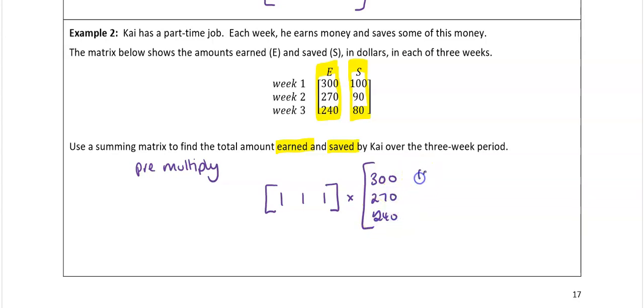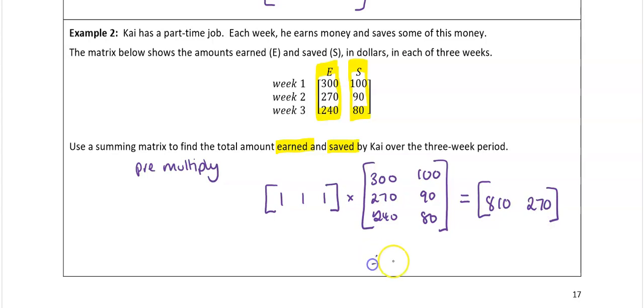And just filling in that matrix. And then when I do this calculation, 1 times 300 plus 1 times 270 plus 1 times 240, I end up with 810. In the first row, second column, 1 times 100, 1 times 90, 1 times 80, I end up with 270. And there is my 2 totals.